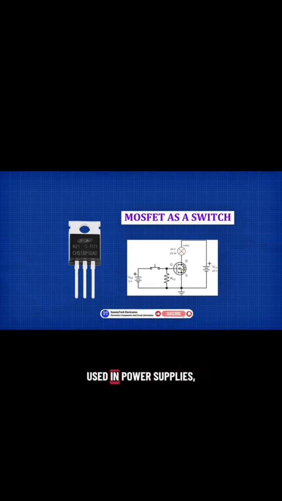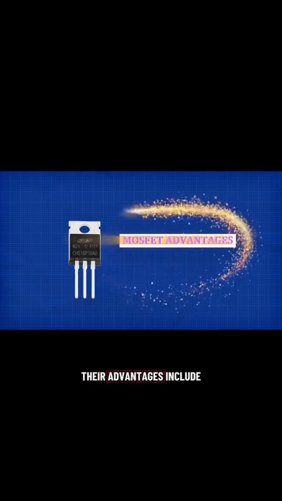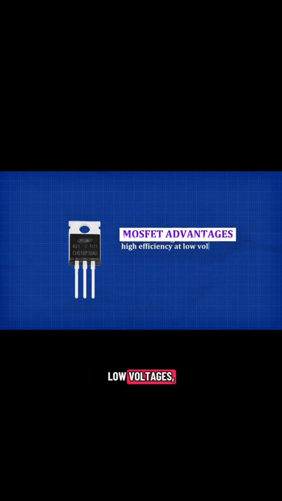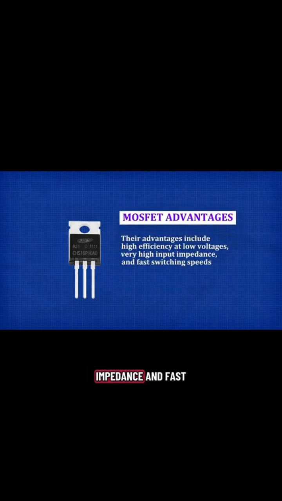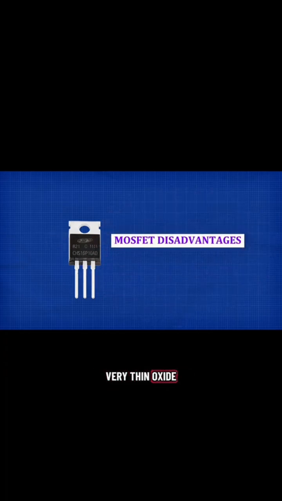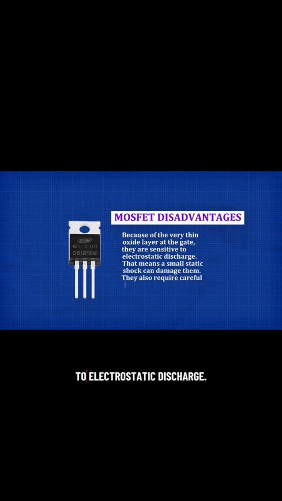MOSFETs are widely used in power supplies, DC motor control, inverters, SMPS circuits, amplifiers, and chopper circuits. Their advantages include high efficiency at low voltages, very high input impedance, and fast switching speeds. However, they also have disadvantages. Because of the very thin oxide layer at the gate, they are sensitive to electrostatic discharge. That means a small static shock can damage them. They also require careful handling in high voltage applications.